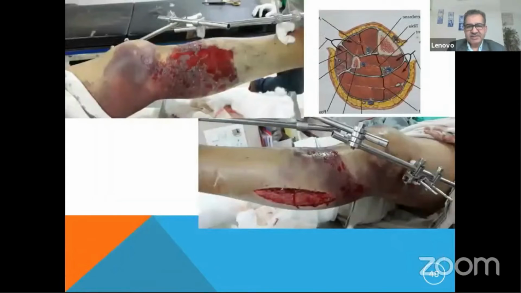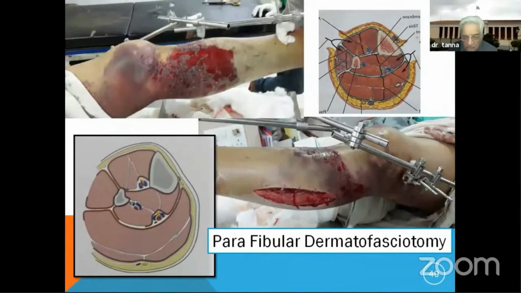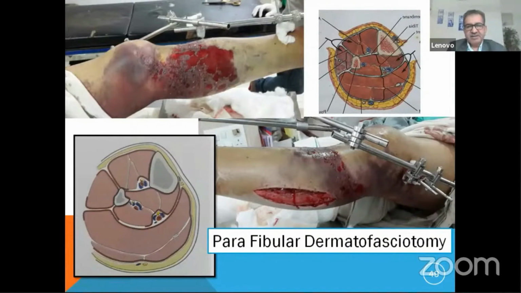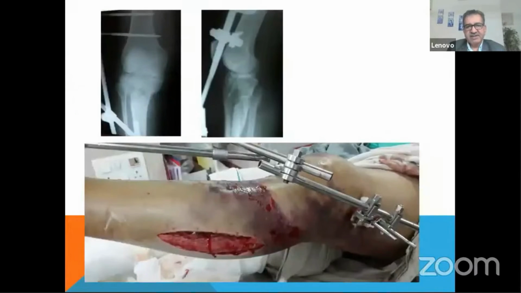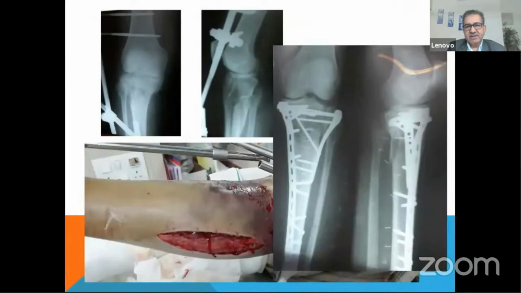But in this case, you can go through just one approach, that's the parafibular dermatofasciotomy, and just go a little posterior to the fibula, and you can release all the 4 compartments and just leave the skin like that. And after a few days, if you feel, you can do a skin graft. And this is what was done. And you can just wait. This may take a long time.